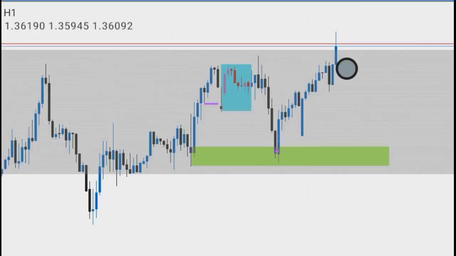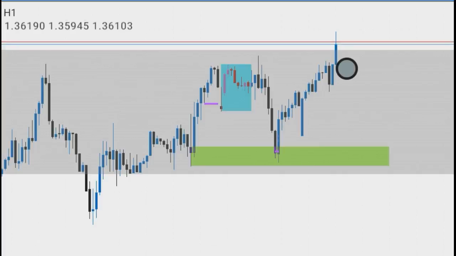And what are you looking for? On your M5 or M1, you are looking for our entry model. You know that, our entry model. That's what you are looking for: a double break of structure. I won't go into that because we've been talking about it in our previous videos. So that is all that you need.